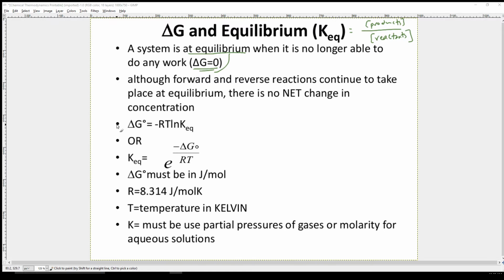Here is a new equation, which again I believe is on your formula sheet. You should double check that. Delta G standard is equal to negative RT times the natural log of the equilibrium constant. And then you could rearrange that, and you'd end up with this. Your delta G will come out in joules per mole, and that's because the R that you must use is in joules per mole Kelvin. Notice the Kelvin, your temperature must be in Kelvin, and for your equilibrium constant, you must use partial pressures if they're gases, or molarity if they're aqueous, which we did before.